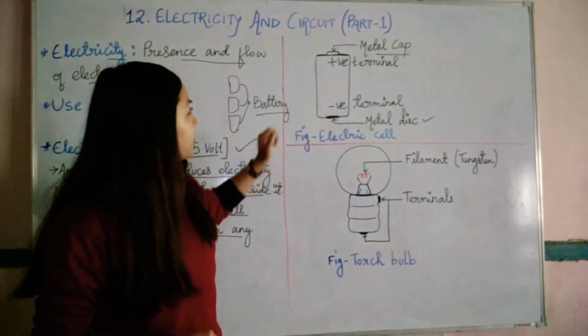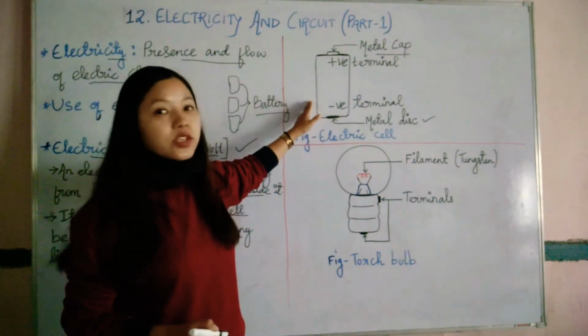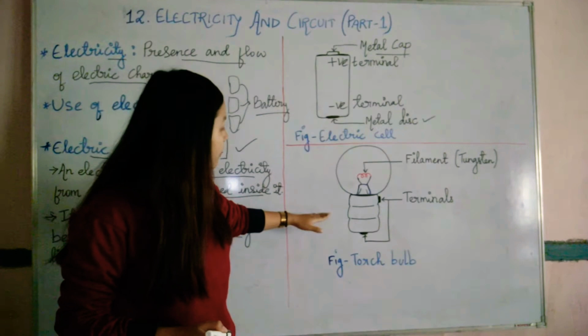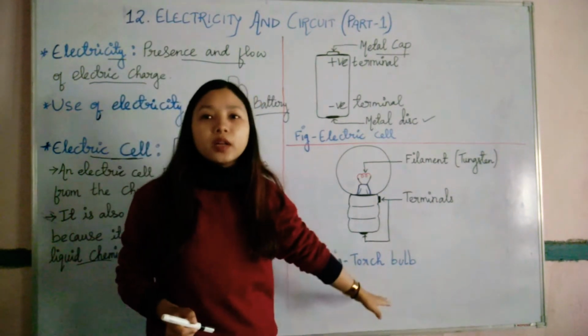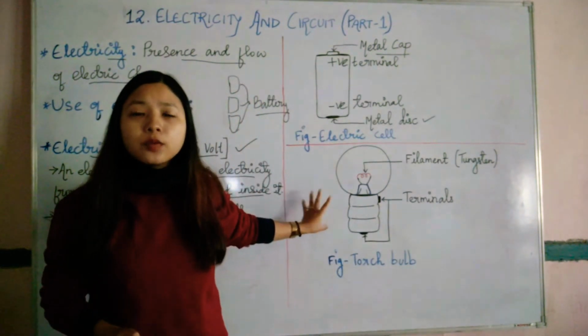You understand? Now, in relation to that, we are going to see the next topic, that is torch bulb. This is a simple schematic diagram of a torch bulb.